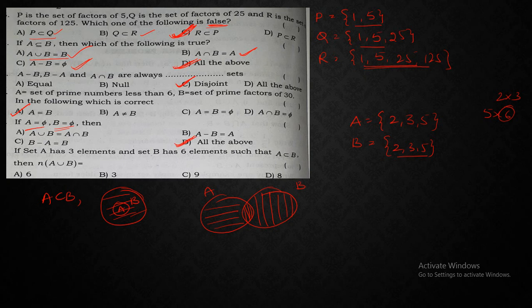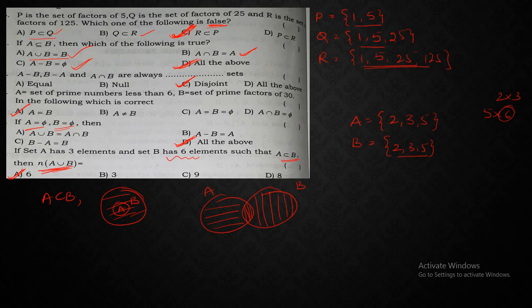If set A has 3 elements and set B has 6 elements such that A is a subset of B, then n of A union B. So n of A union B is nothing but the biggest set, right? Whenever you talk about A union B, you need to consider the bigger set. So what is the answer? It is nothing but 6.